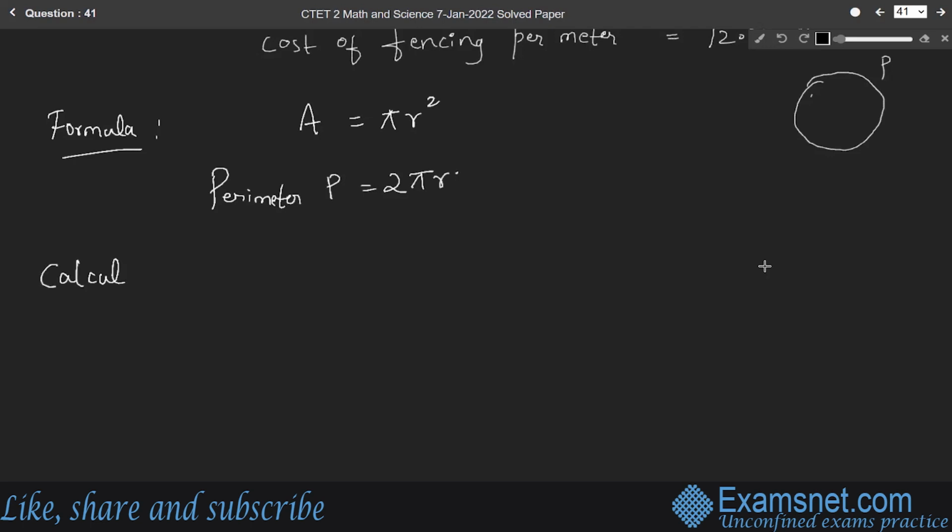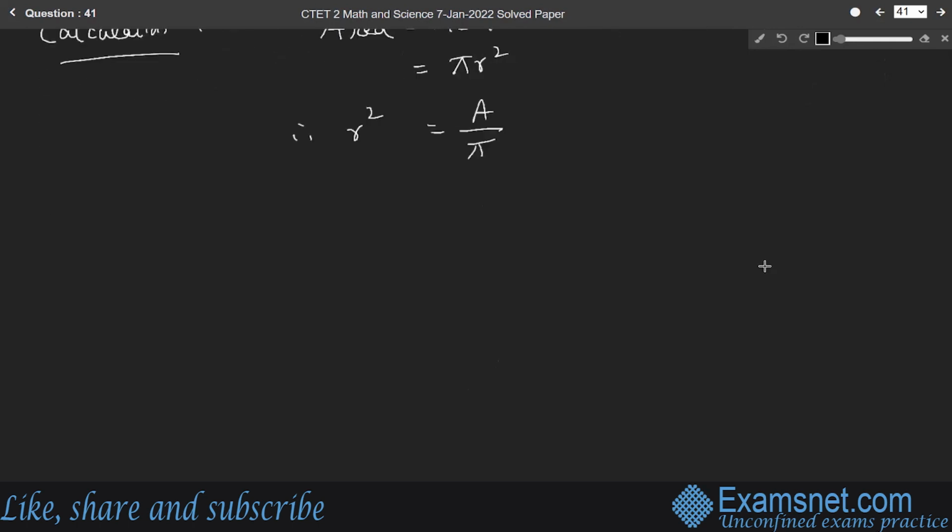So calculation part. So area of the circle is equal to 15,400, which is pi r square. Therefore, r square is equal to area by pi, right? Which is 15,400 divided by 22 by 7, which is r square. So 15,400 into 7 by 22.